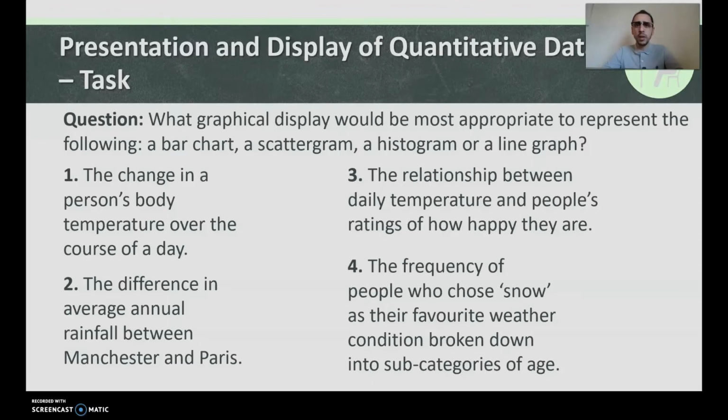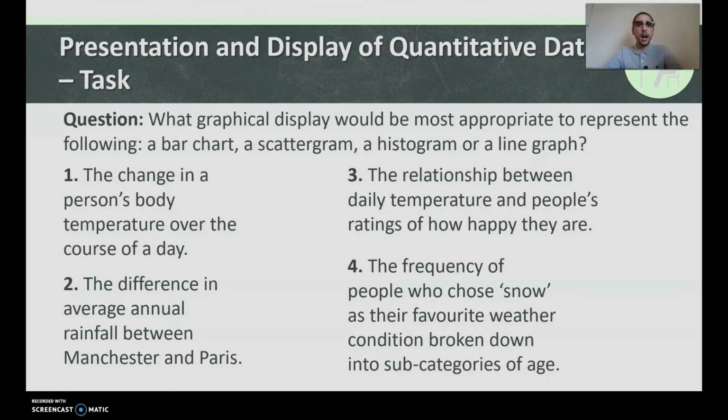All right, think about the word relationship there. What might be most appropriate? And number 4, the frequency of people who choose snow as their favorite weather condition, broken down into subcategories of age. Categories. Number 1, have a little think. Write your answer down. 1, 2, 3, and 4.